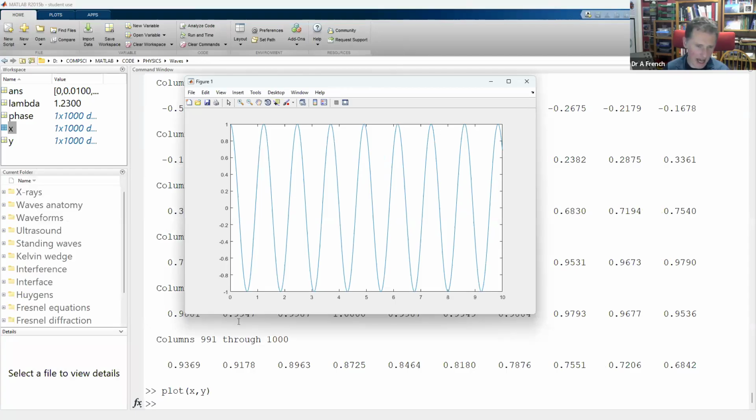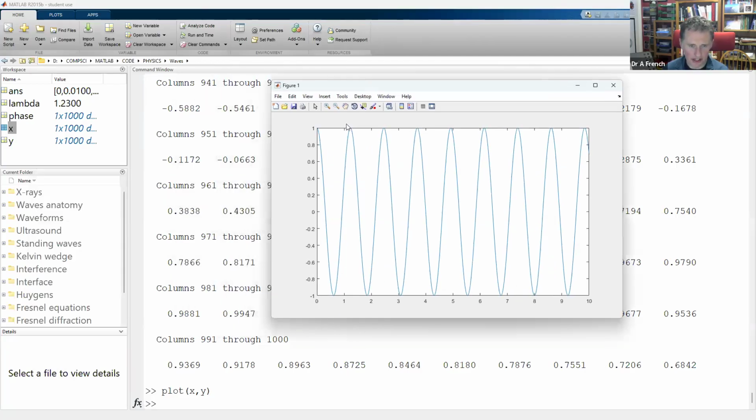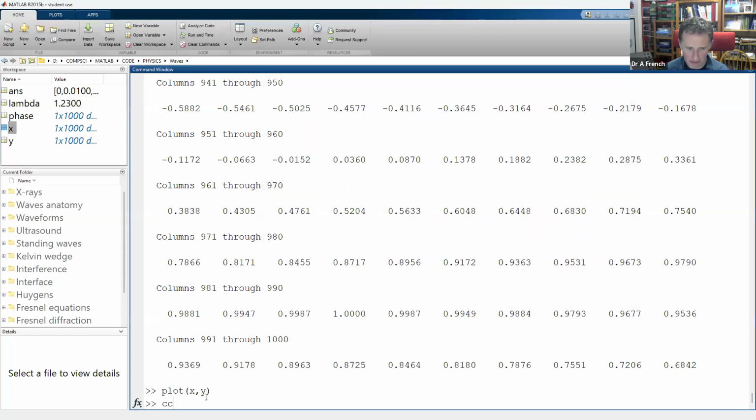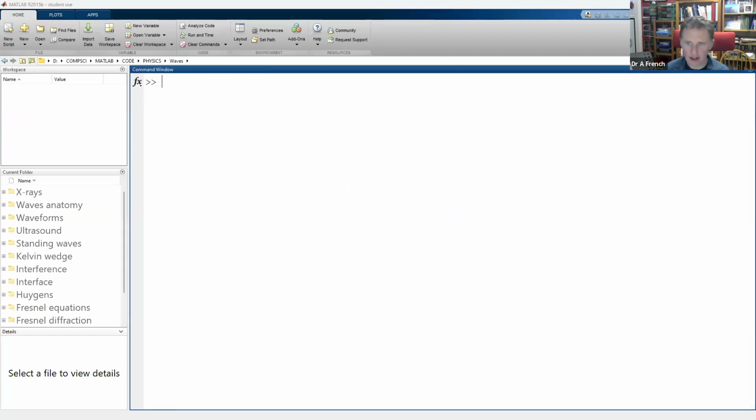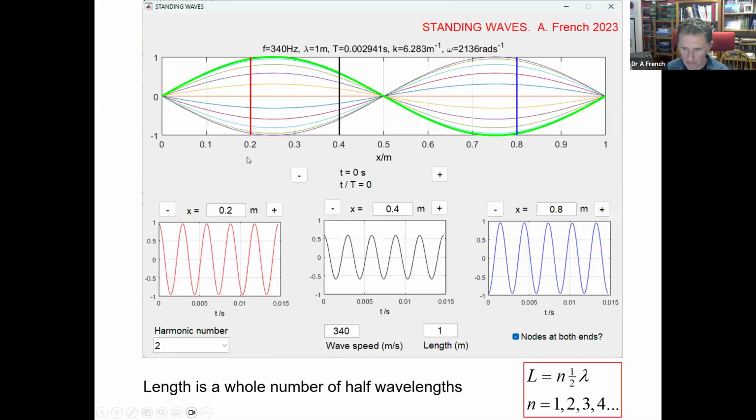Obviously, we could add labels and all sorts of things. And so there we go. So we've got 10 meters worth of waves, and our wavelength is 1.23. So you can kind of see that there. So really easy to plot some waves. We'll come back to that in a bit. All right. So let's have a little look at maybe a demonstration for how we might turn that into an app. This is called a standing wave. Before we do that, though, are there any questions that have emerged from our first bit?